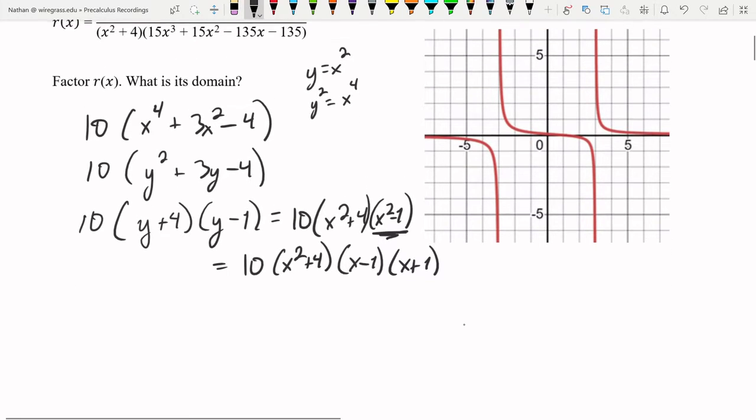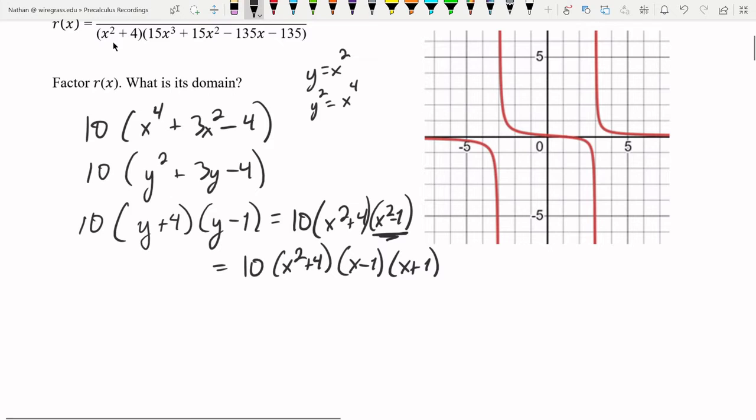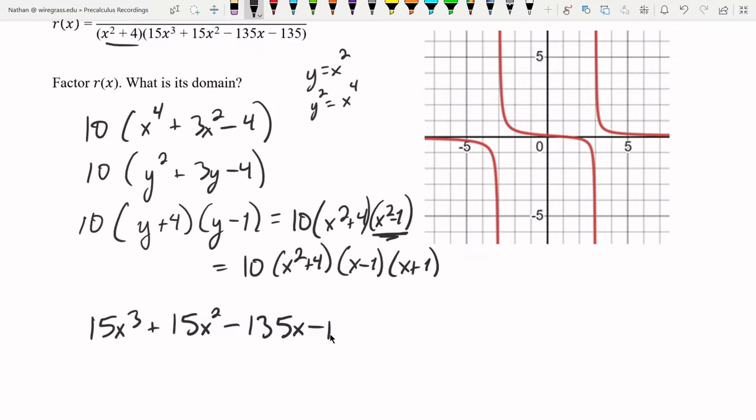Let's factor the denominator. First off, x squared plus 4, that's a sum of two squares. That cannot factor over real numbers. You have to use complex numbers to factor it. And we're graphing on the real number plane, so there's really no reason to factor it. It's not going to contribute any zeros. Now the rest of it I can factor. We have 15x cubed plus 15x squared minus 135x minus 135.